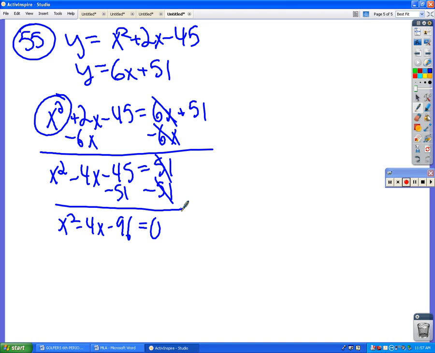I need two numbers that multiply together to be negative 96 and add together to be negative 4. That is a tricky one. They're going to be close to each other, right? So 10 and 9, no, 9 and 12 and what? No. Negative 8. Oh yeah, negative 8 and 12.